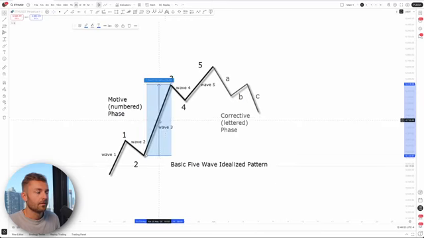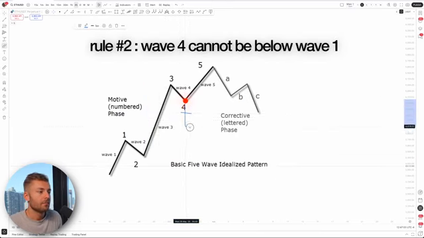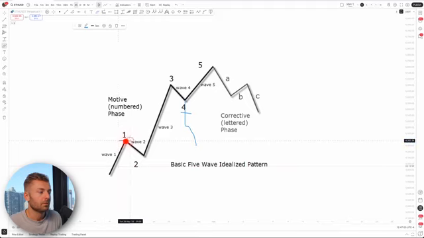That's rule number 1, that 3 cannot be the shortest wave. Rule number 2 is wave 4 here cannot move down and consolidate below this high or low of 1 respectively, whether it's an up or down trend. That is another rule of Elliott wave theory.